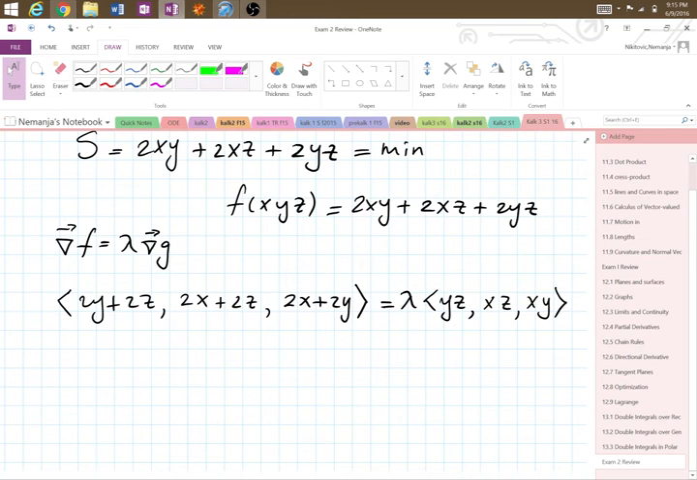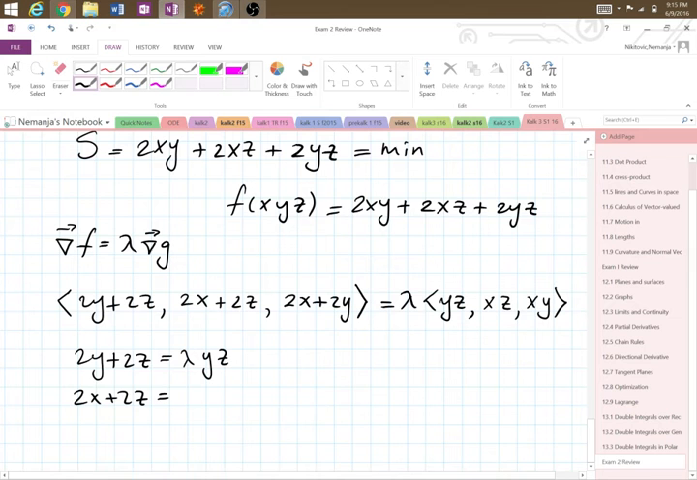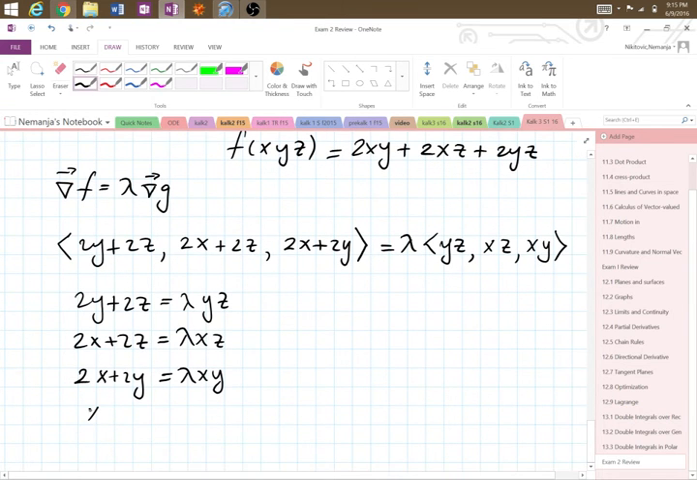So now we are going to create our 4 equations because you picked a problem with 3 input variables. So 2y plus 2z is equal to lambda yz, and then 2x plus 2z is equal to lambda xz, and 2x plus 2y is equal to lambda xy, and you still have xyz is equal to 16.